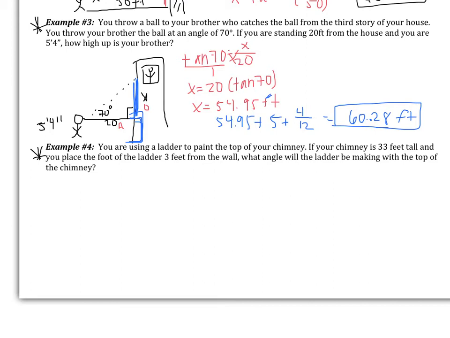Okay, let's see how we did. You're using a ladder to paint the top of your chimney. If your chimney is 33 feet tall, and you place the foot of the ladder 3 feet from the wall, what angle will the ladder be making with the top of the chimney?